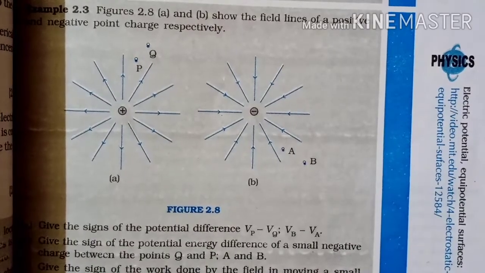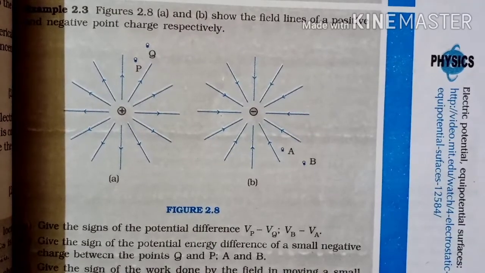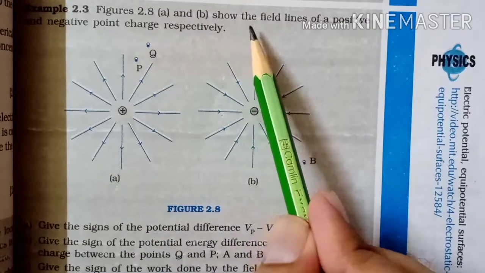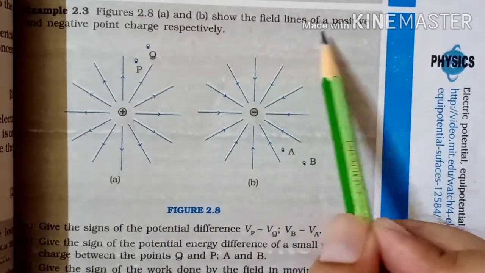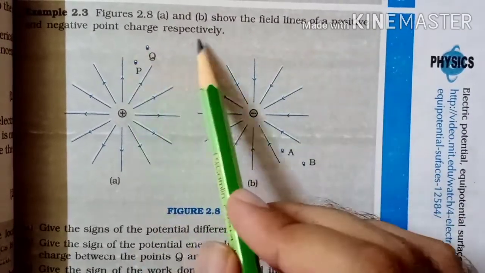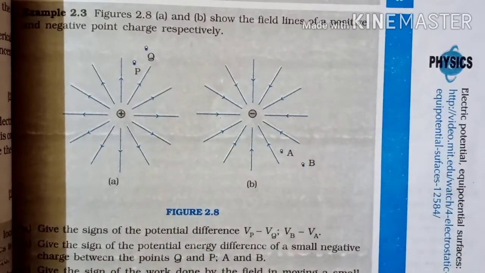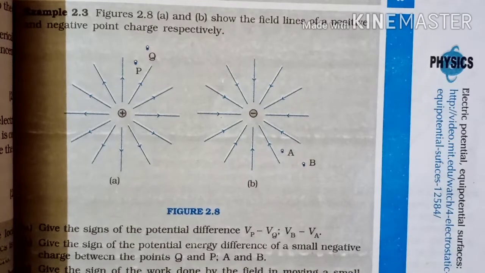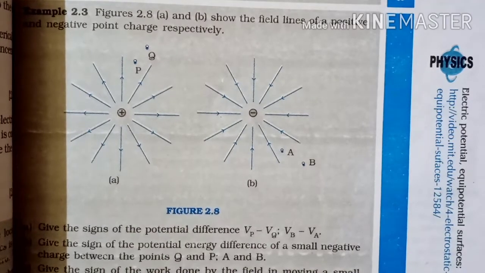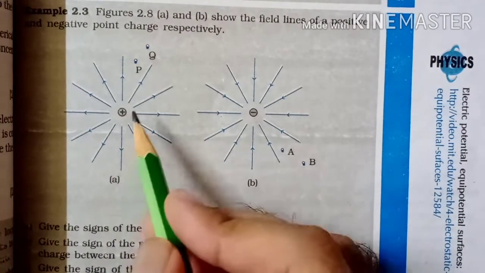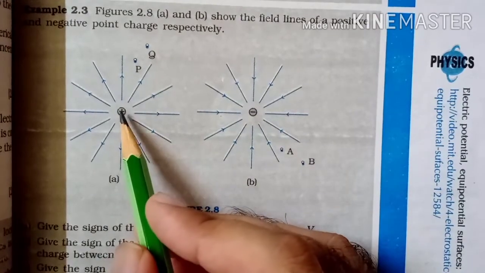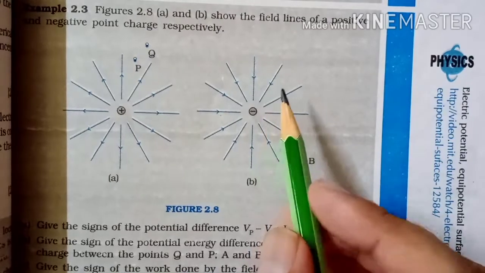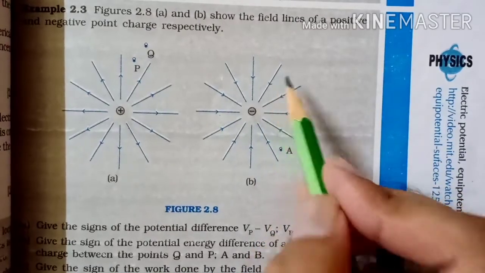Now we will solve example 2.3. Figure 2.8a and b show the electric field lines of a positive and negative charge respectively. Here 2 point charges are given, and we know the direction of electric field lines due to positive point charge and negative point charge. Due to this positive point charge, electric field lines are radially outward, and due to negative point charge, electric field lines are radially inward.